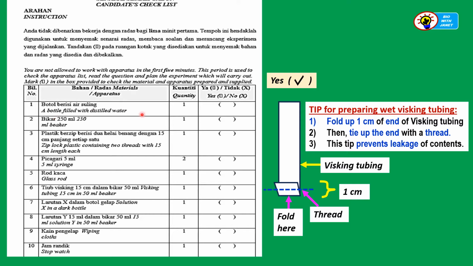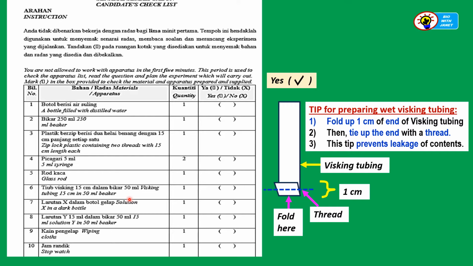A bottle filled with distilled water, a 250 ml beaker, a Ziploc plastic bag containing 2 threads with 15 cm length each, a 5 ml syringe, a glass rod, and whisking tubing, which is 15 cm in length, in a 50 ml beaker.